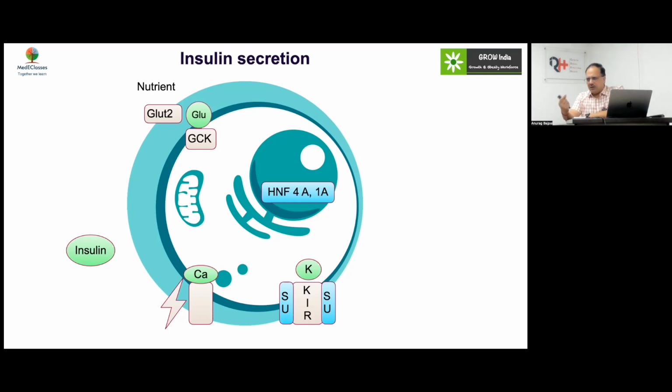Glucose gets converted into ATP. More ATP means more insulin. So more GCK activity will cause hypoglycemia. Less GCK activity will cause hyperglycemia or MODY type 1, which we have discussed in detail. So this produces glucose 6-phosphate, which produces ATP.